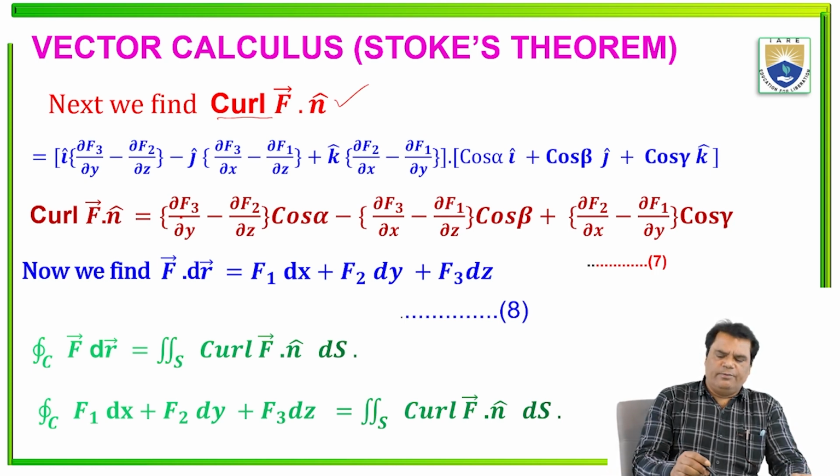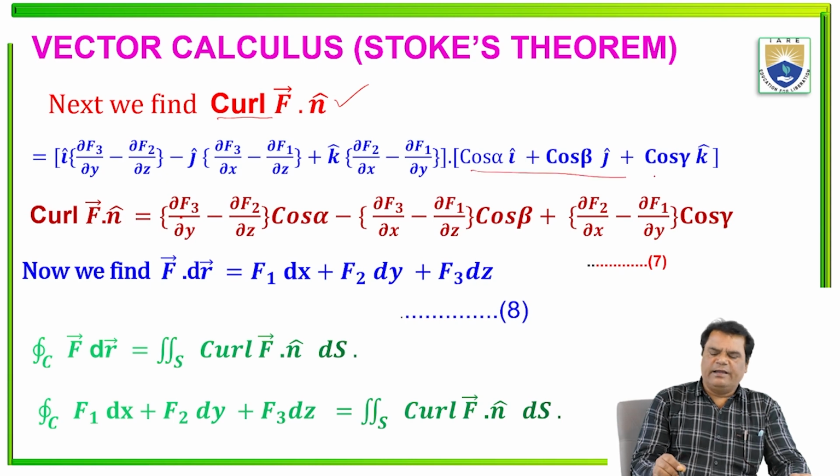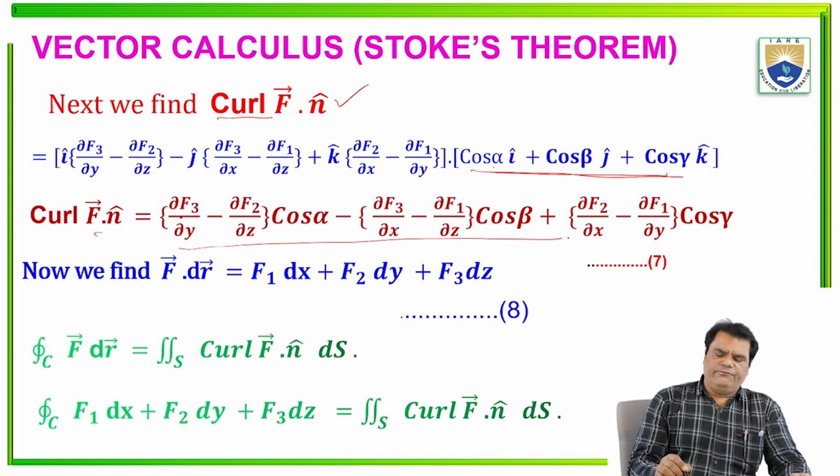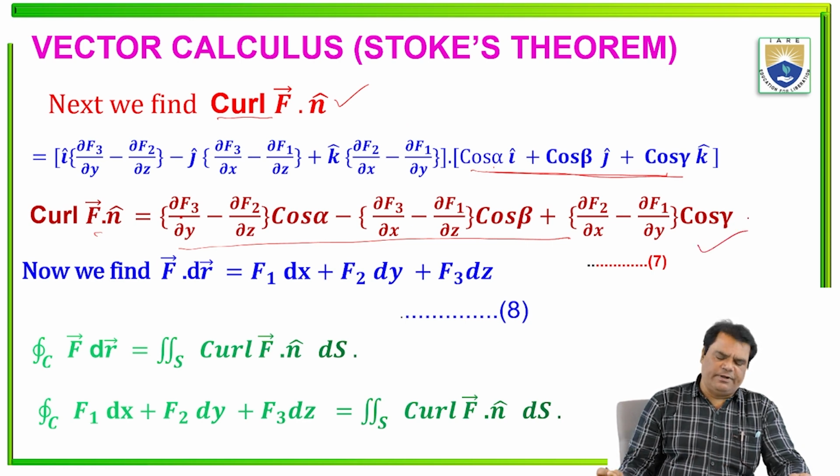So here, putting the value of n vector. This is the n vector: cos alpha i, cos beta j, cos gamma k. So curl f dot n, this is the curl f, and taking the dot product, i to i, j to j, k to k, we get this formula, equation 7.